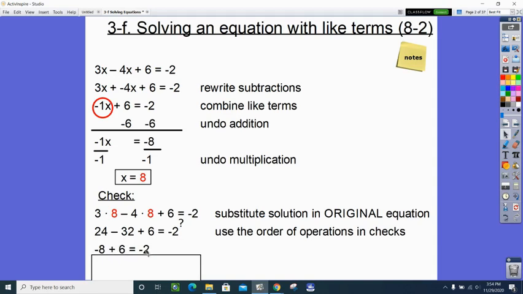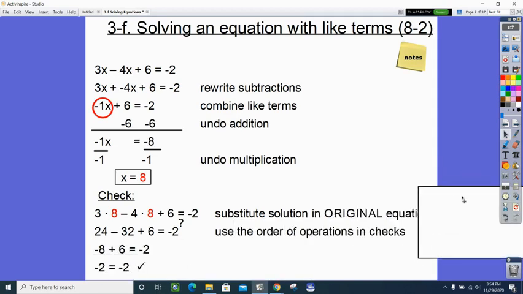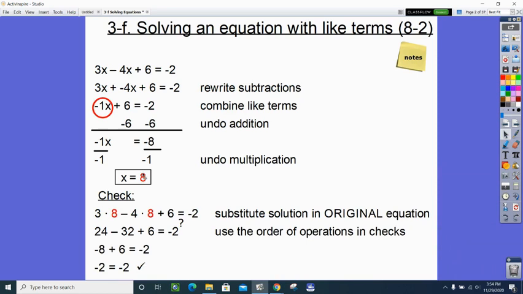And negative 8 plus 6 is negative 2. It sure is. And we have the right answer, which is 8. 8 is the only number that can replace those x's and make this equation true.